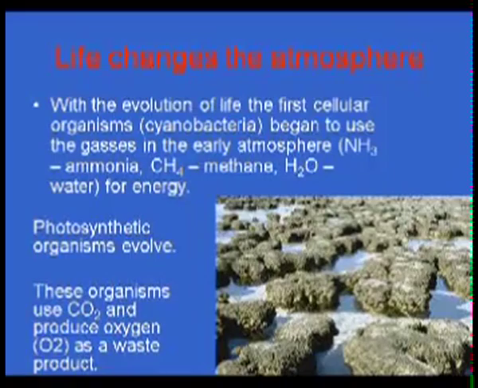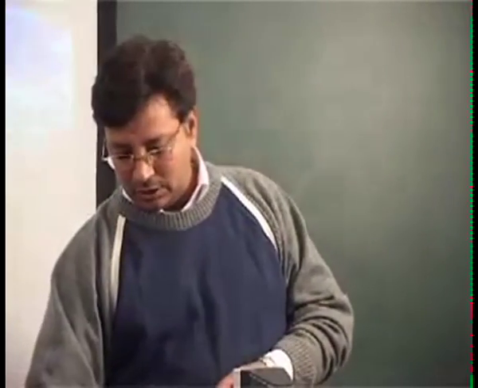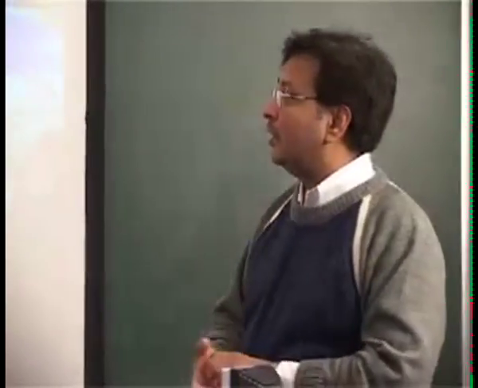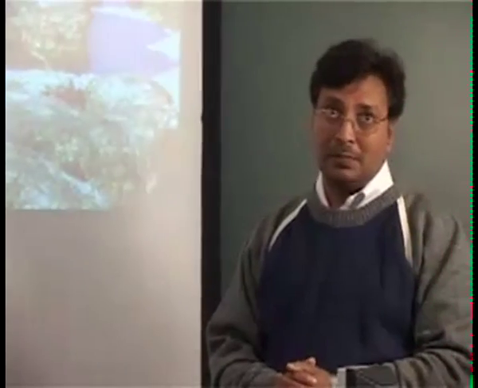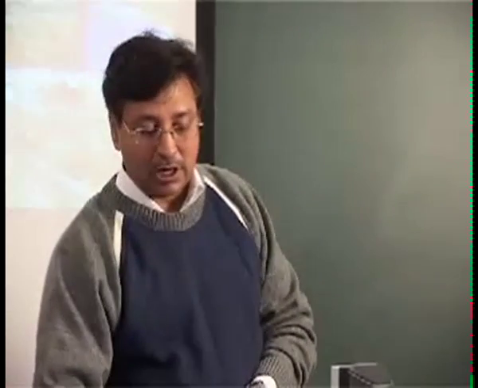Okay. What it says is, with the evolution of life, the first cellular organism, which is cyanobacteria, you all know about that because you have done the basic courses, began to use the gases in the early atmosphere, ammonia, methane, H2O, for energy, and that is the photosynthetic activity, and these organisms use CO2 and produce oxygen as the waste product. In fact, oxygen started as a waste product, and it is only later that we try to reason out where things are and how it happened. Okay. So let's go to the next slide.